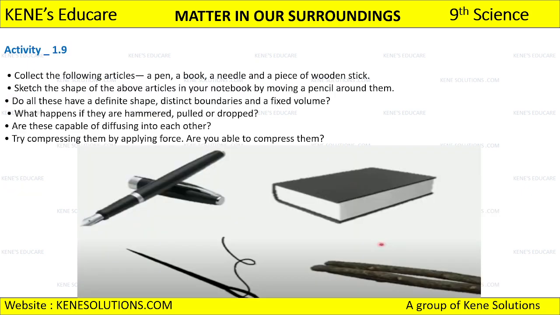After this, we have activity 1.9. What you need to do is collect the following articles: a pen, a book, a needle, and a piece of wooden stick. Then sketch the shape of each article in your notebook by moving a pencil around them.